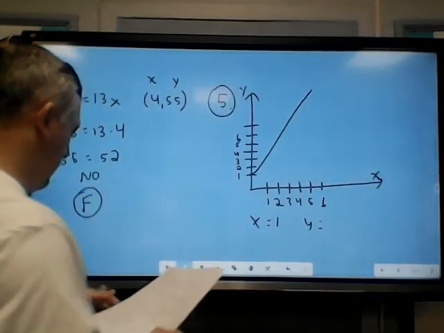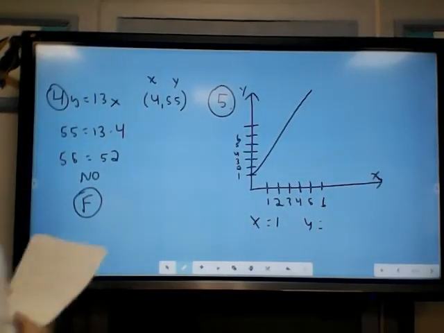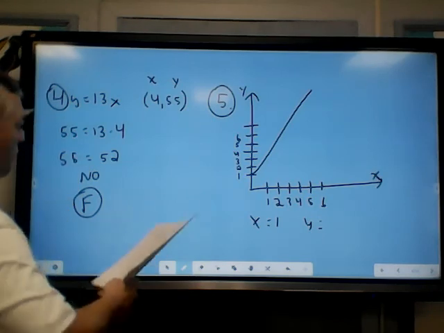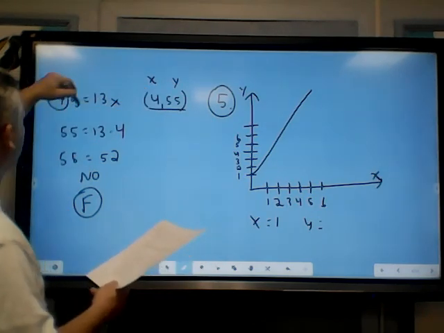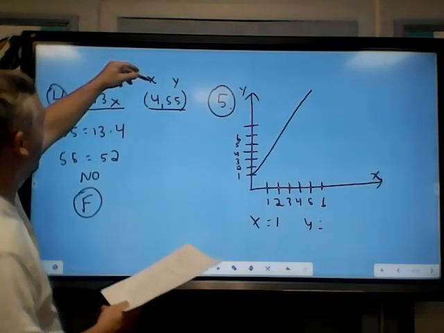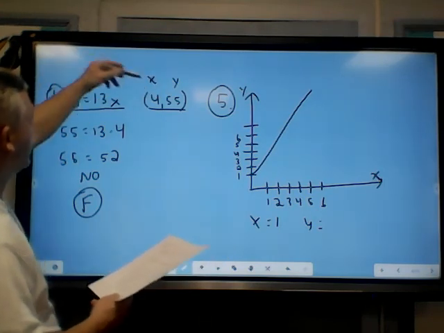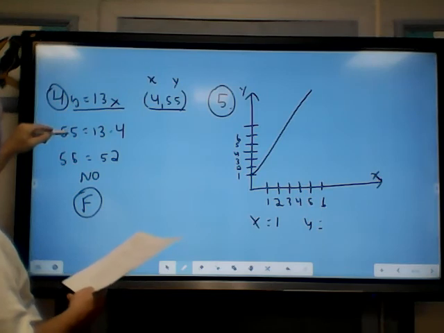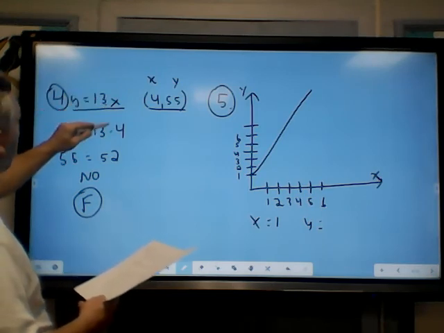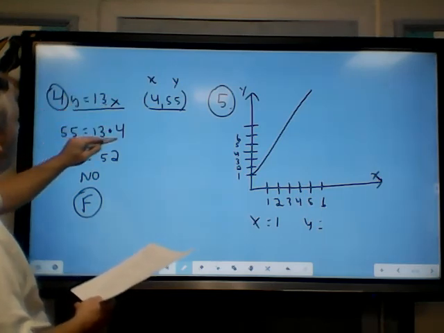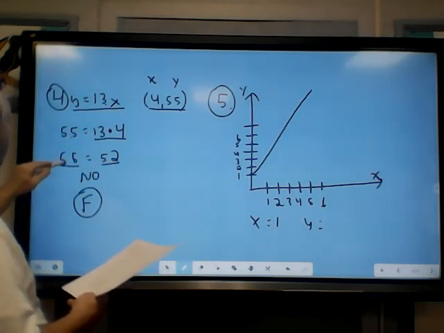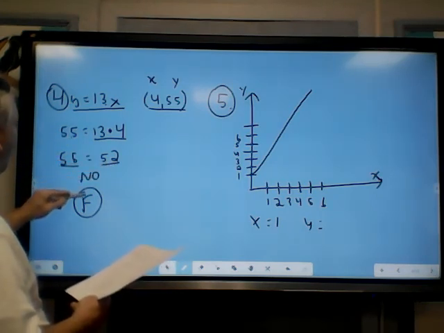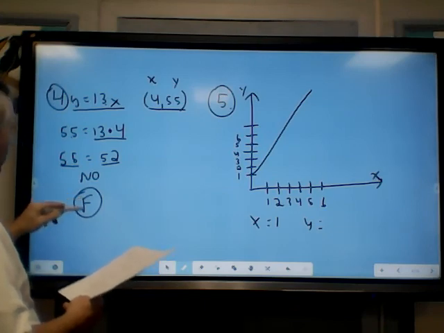Now, number 4 and number 5 are both on test. And I did 4 for you because 4 just gave you an equation. Determine if 4, 55 is a solution to y equals 13x. Remember, x is 4, y is 55. So you just replace the y with 55, the x with 4. That means multiplication, so 4 times 13. So multiply 4 times 13, you get 52. This number is 55. Does 55 equal 52? No, the answer is not a solution, F.